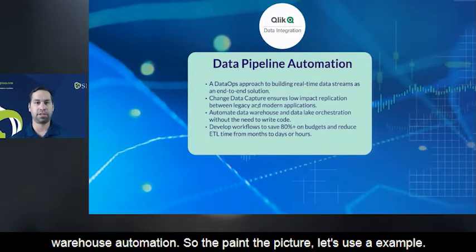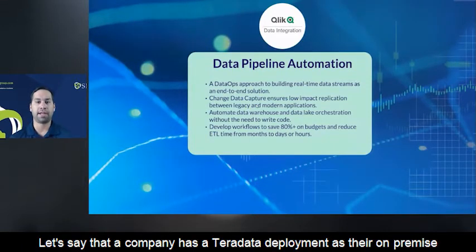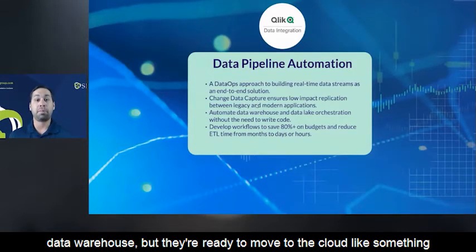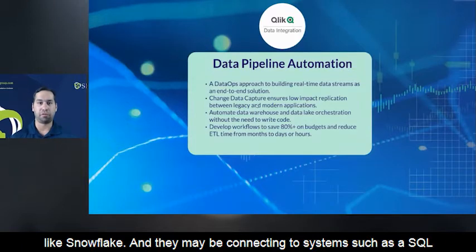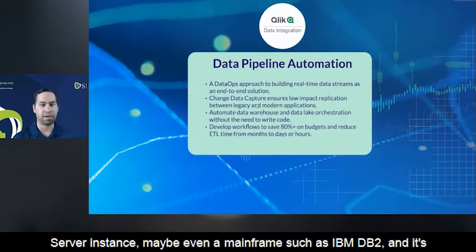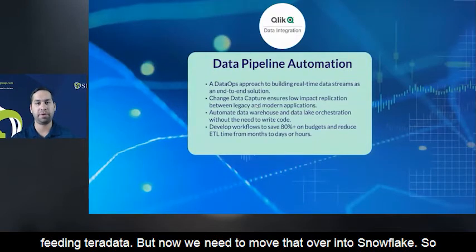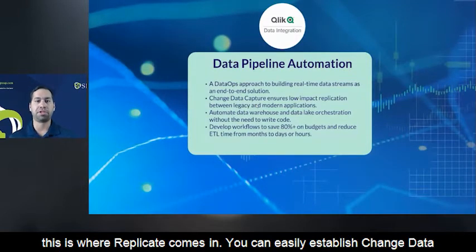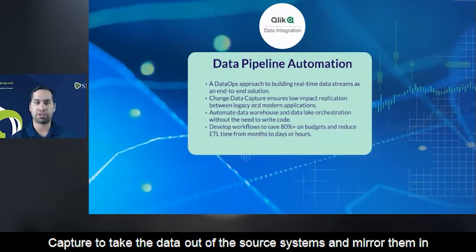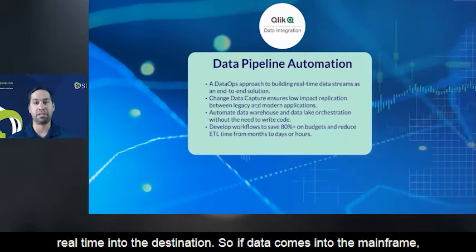To paint the picture, let's use an example. Let's say that a company has a Teradata deployment as their on-premise data warehouse, but they're ready to move to the cloud, to something like Snowflake. They may be connecting to systems such as a SQL Server instance, maybe even a mainframe such as IBM DB2, and it's feeding Teradata, but now we need to move that over into Snowflake. This is where Replicate comes in. You can easily establish change data capture to take the data out of the source systems and mirror it in real time into the destination.